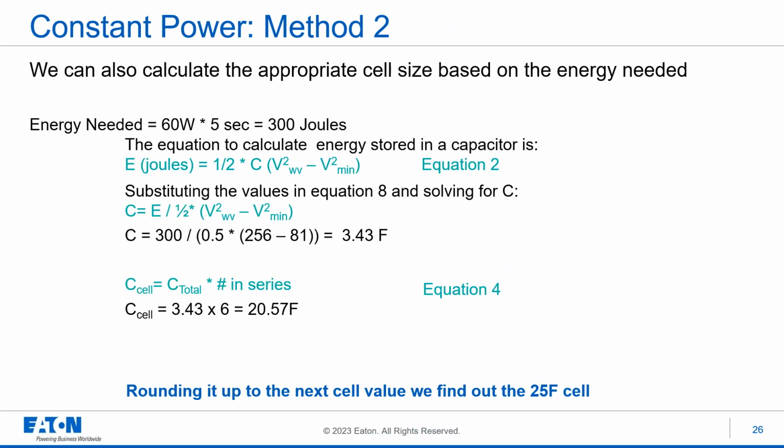The second method to calculate for a constant power case is based on the energy needed from equation 2. We need to assume that the full voltage range allowed by the system is used. This may not be the case, but that's where we start. 60 watts for 5 seconds is 300 joules, so this is the total energy needed for a discharge. Plugging this into equation 2 and solving for capacitance with a 16 volt working voltage and a 9 volt minimum voltage, we get 3.43 farads. Due to the 16 volt operating voltage, we still need 6 cells, so the cell capacity is just over 20 farads, and again, a 25 farad cell works.